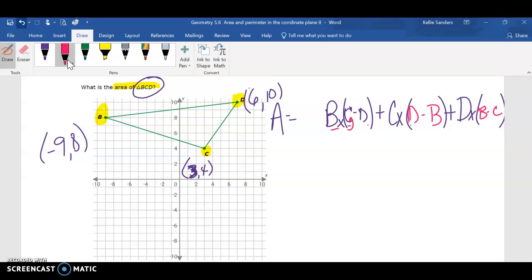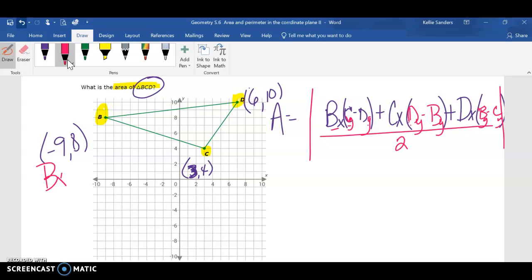So I'm going to take the C's Y, D's Y, and B's Y. I'm going to do all of that math. After I do all that math, I'm going to divide by 2. And if I come up with a negative answer, I'm going to take the absolute value of it, which means I'm just going to get a positive number. Okay, so what are we talking about?